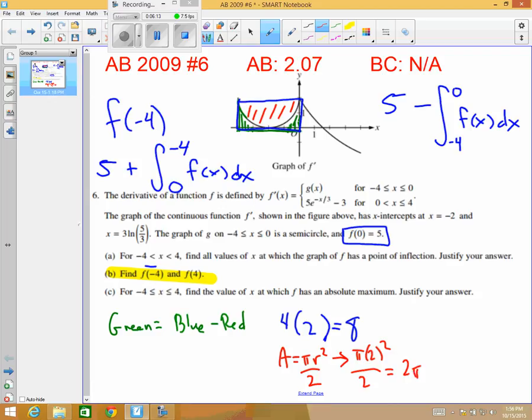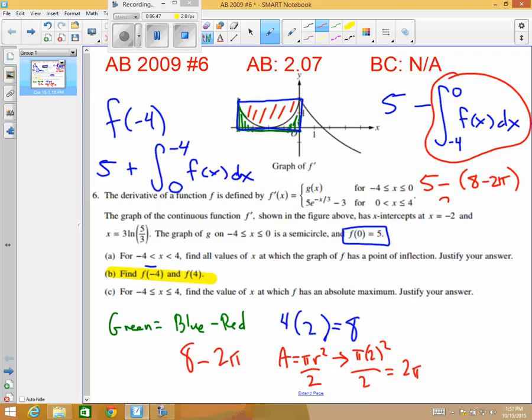With all that little geometry out of the way, we can now say green equals blue minus red, 8 minus 2 pi. So that was a lot of work when it was already hard to get that integral set up correctly, in my opinion. So our final answer comes out to be 5 plus 8 minus 2 pi. And we could simplify that. You don't have to, but you can. It comes out to be 2 pi minus 3.